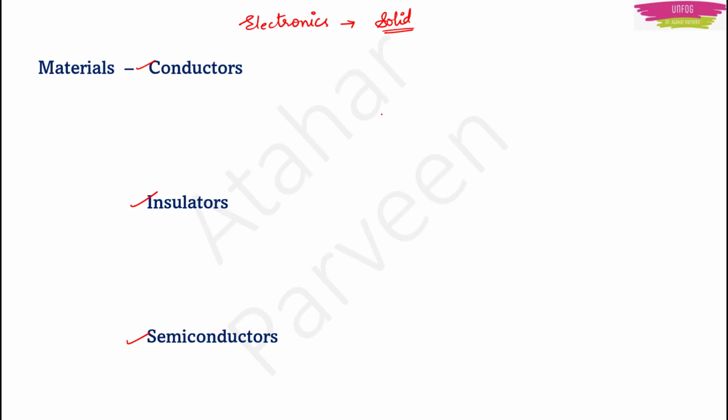Now what are conductors? These are the substances that allow electricity to flow through them. How does electricity flow through them? They have free electrons on their surface. When they have free electrons, these electrons allow current to pass through them. So current will flow smoothly in conductors, or electricity transmits freely through conductors.